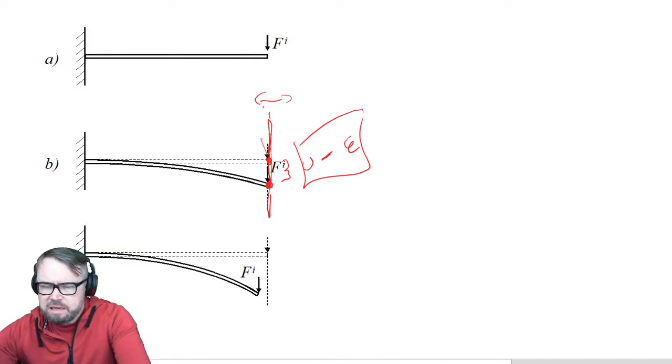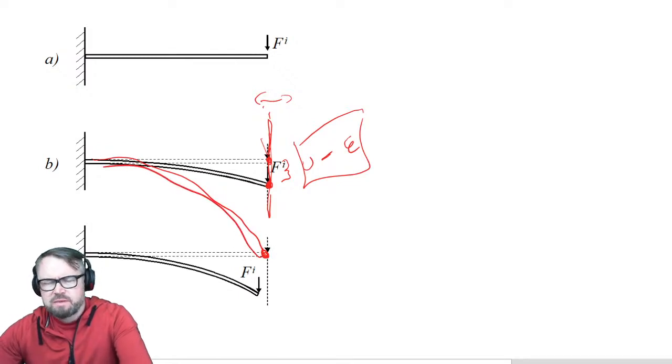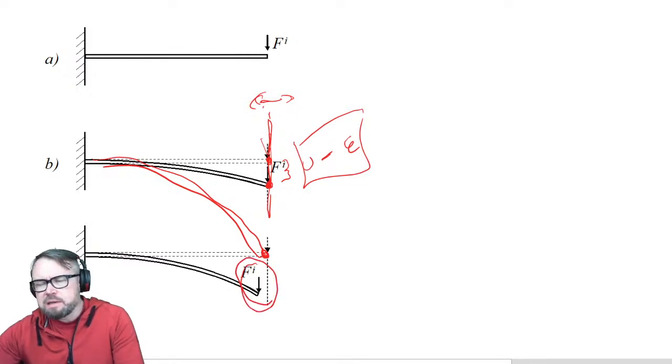If the force is very large, soon the deformation looks like this. You don't find this in real life, because in real life there is a certain amount of axial deformation, like shown here. So in real life, this is what will happen. In order to capture this, you have to use a nonlinear strain-displacement relationship.